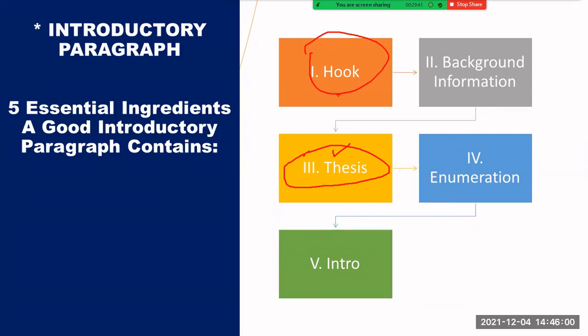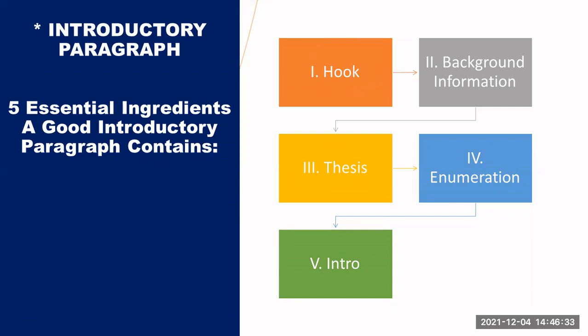But you have to make sure you have the hook, which is the first sentence that grabs the attention of the reader. And then the thesis is telling the reader what your writing is all about. What is the purpose? You state the purpose in your thesis. Your enumeration will give a summary of the key points you want to discuss, and your intro will just give a signal that you are now going to do what you have said you are going to do.